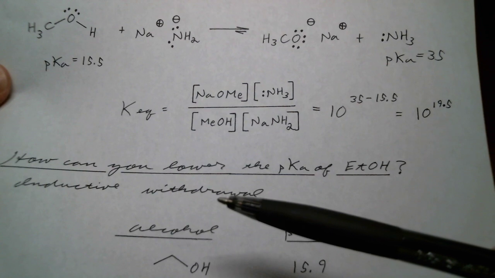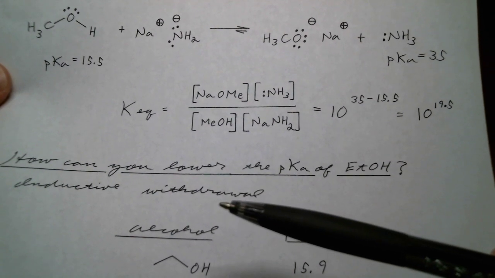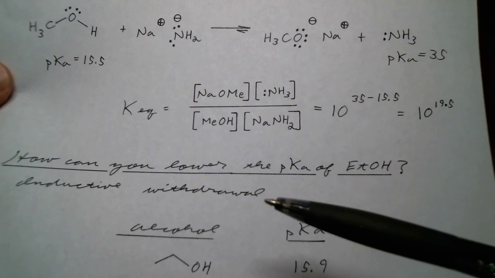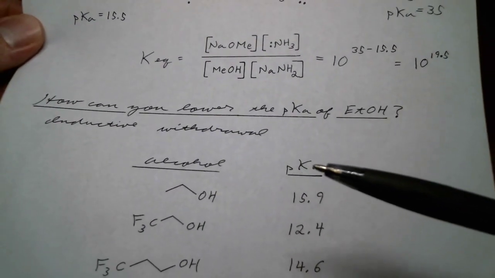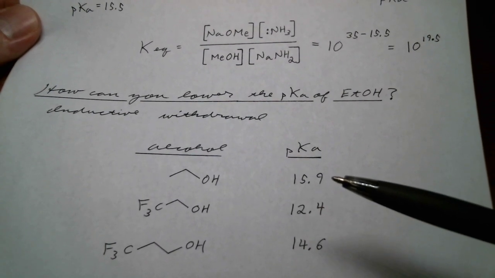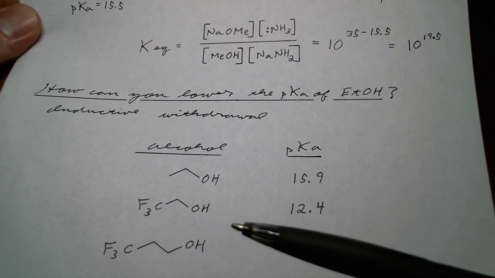How can you lower the pKa of ethanol? Well, I guess you can change your molecule, your ethanol. You can do this through something called inductive withdrawal. So here we have ethanol. Its pKa is 15.9, as we observed.